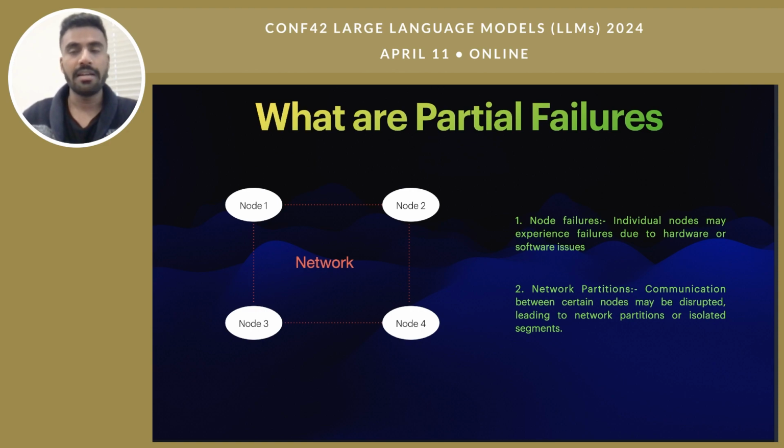And these partial failures are a very unique feature of distributed systems only, because if you think about a single program, single computer, or a single system where you are just running a program and letting it run as a standalone application, there's no problem. Why?